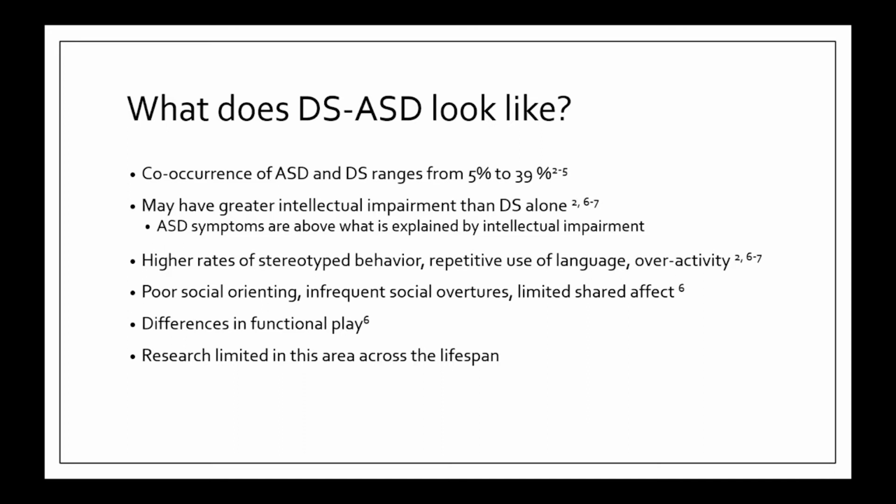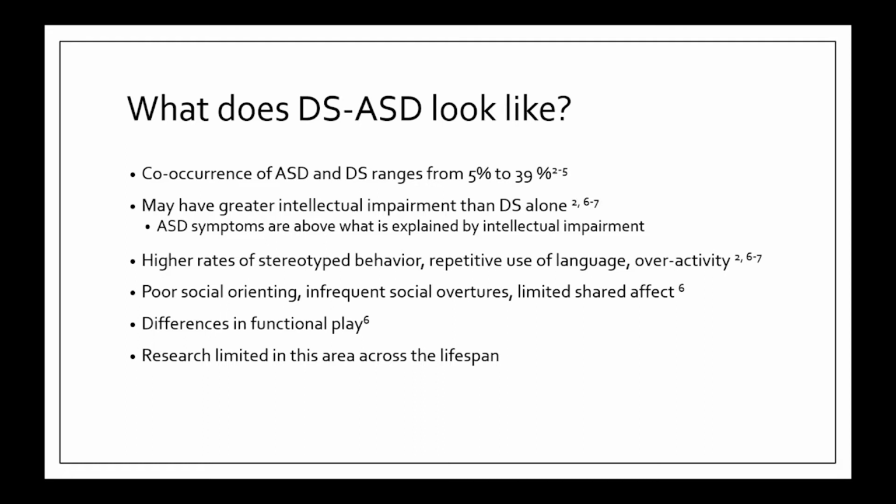But what we do know from the research literature is that those with the dual diagnosis of Down syndrome and autism tend to have greater intellectual impairment. So those autism symptoms aren't solely explained by the greater intellectual impairment, but are shown to be above and beyond those developmental differences. So those individuals are having a harder time with the back and forth of social interaction.